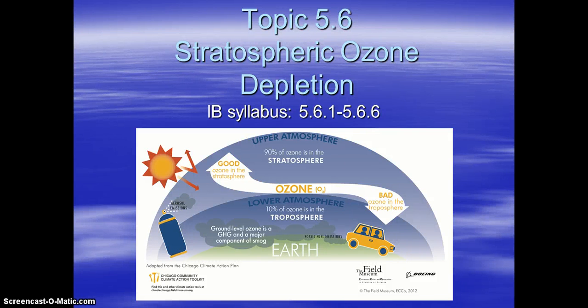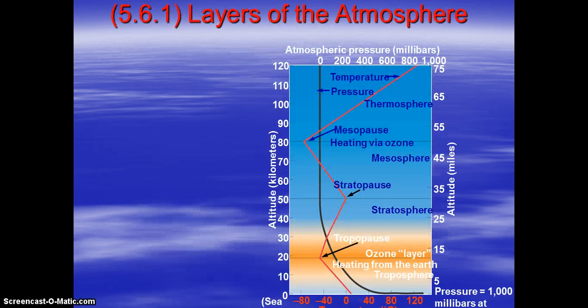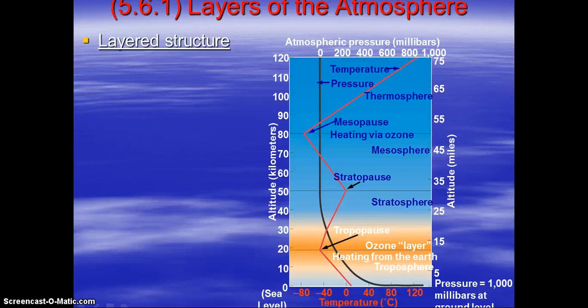Hey IB environmental students, we're going to be talking about ozone depletion for topic 5.6. So first, before we get into the details of ozone specifically, we need to talk about what the different layers of the atmosphere are. And this is a really great image that showcases this.